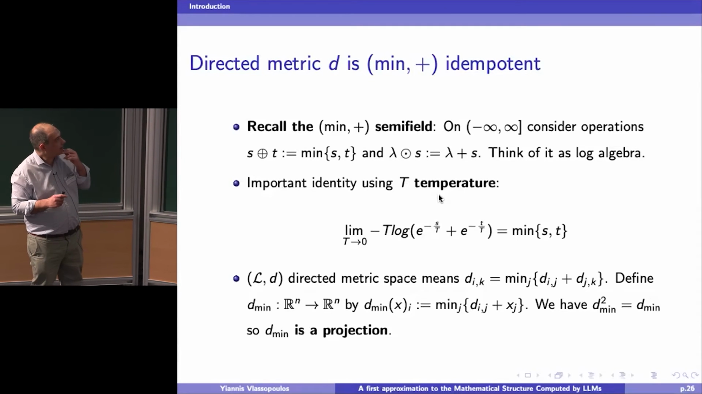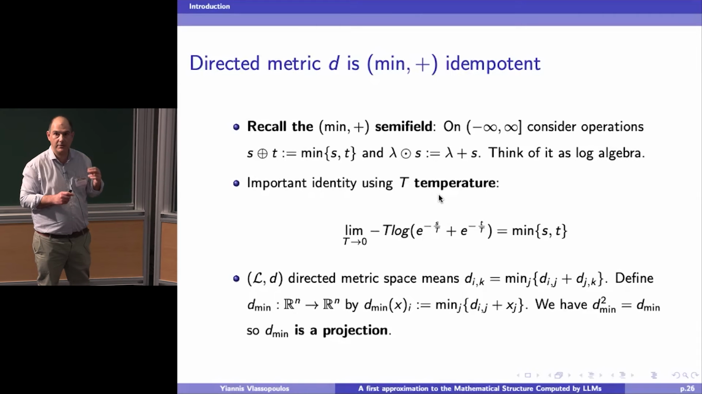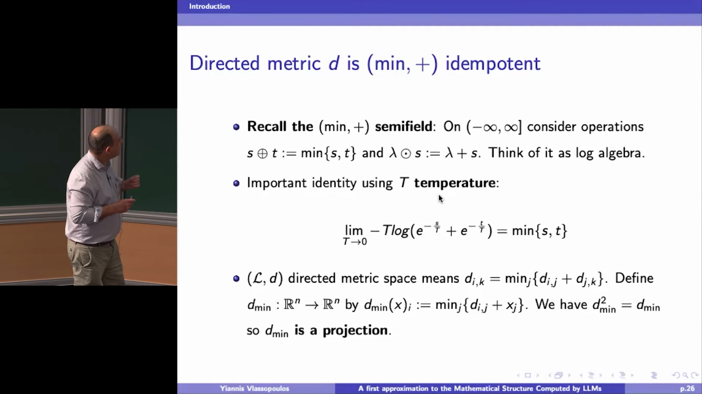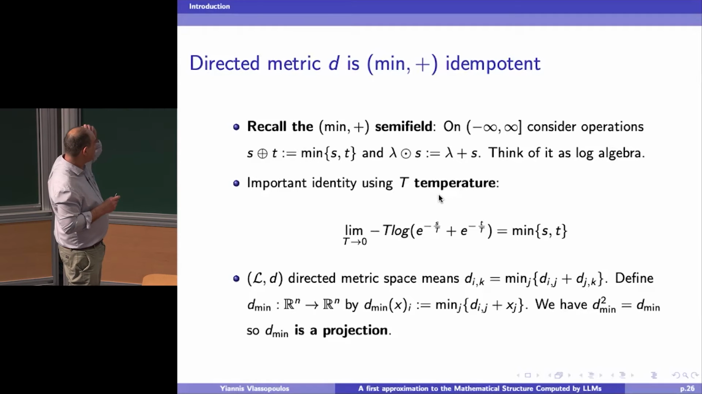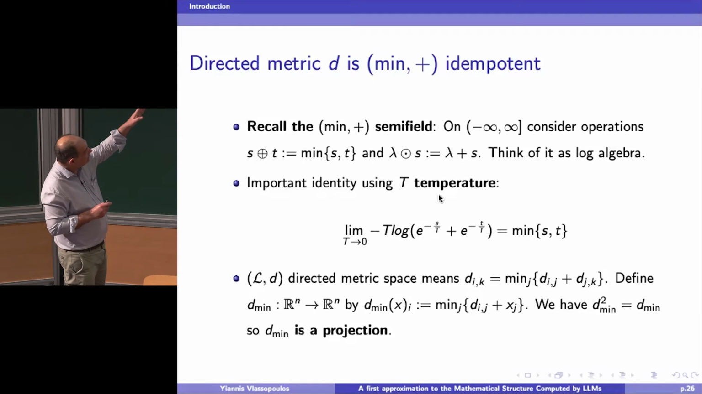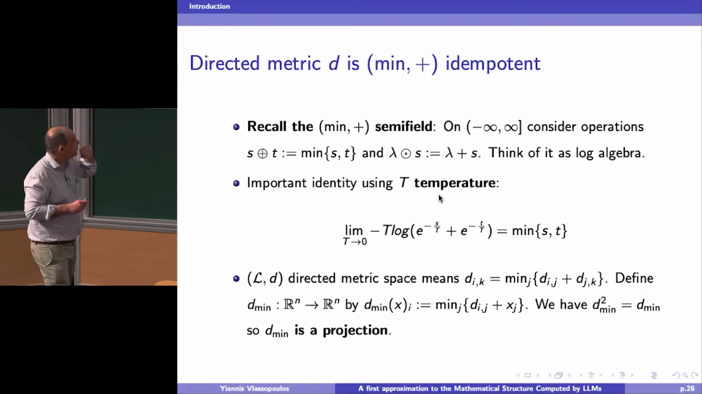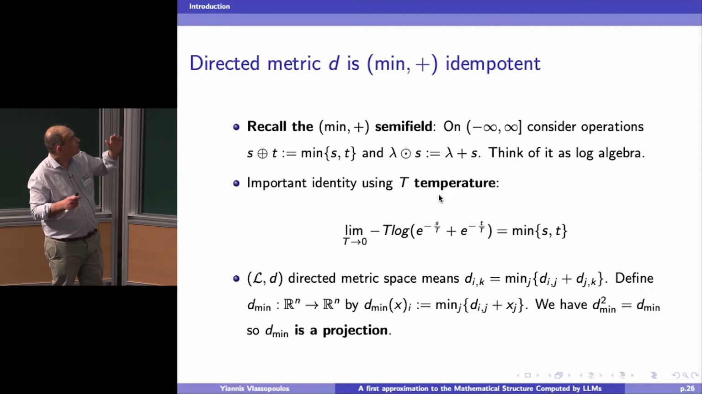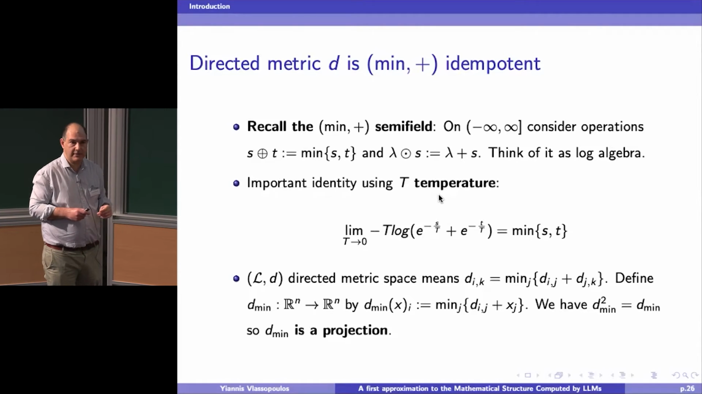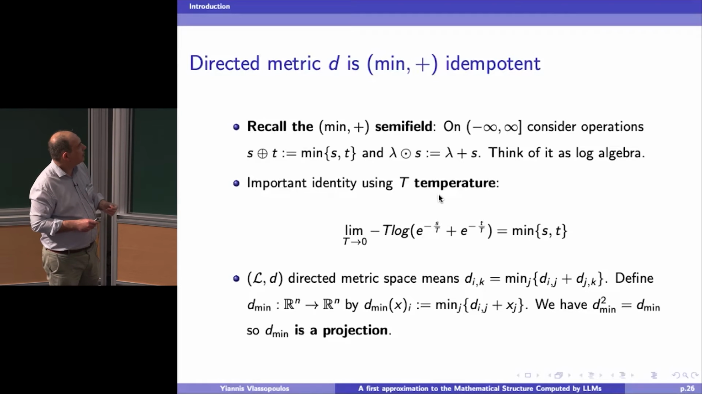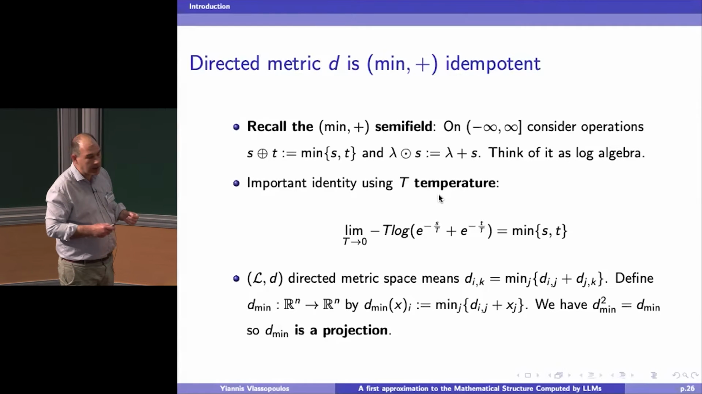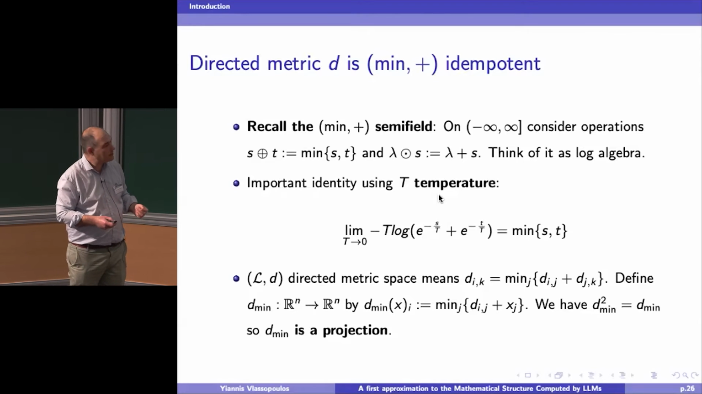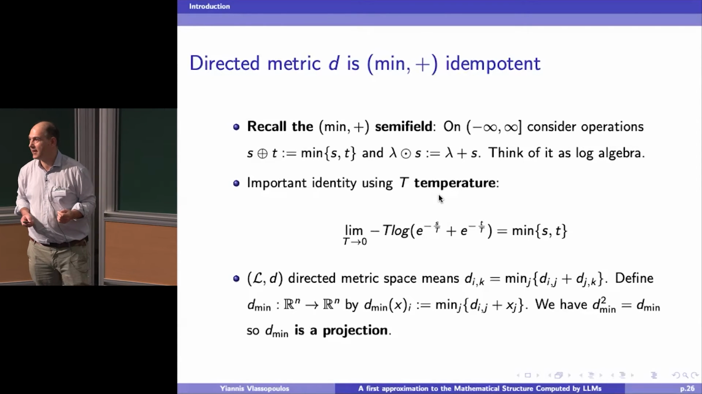The second level of understanding is that this is very much connected with tropical geometry. So I remind you that the min-plus semifield is defined where you take minus infinity, infinity closed, and you consider these operations, minimum and addition, as opposed to addition and multiplication, and you should think of this as log algebra. So it's logarithmic, and of course the logarithm of the product is the sum of the logarithms, so that makes complete sense.